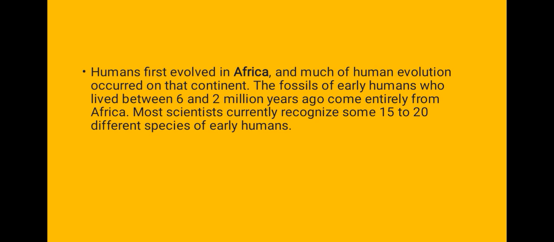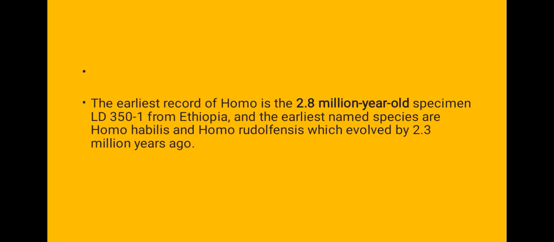Humans first evolved in Africa, and much of human evolution occurred on that continent. The fossils of early humans who lived between 6 and 2 million years ago come entirely from Africa. Most scientists currently recognize some 15 to 20 different species of early humans.